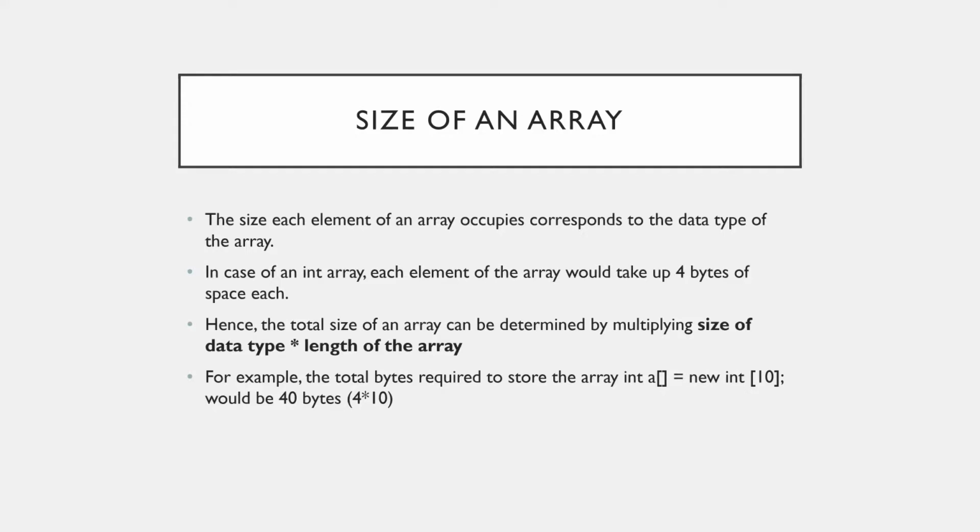If the array length was 10 of long data type, long has 8 bytes and the length being 10, so we multiply 8 into 10, that is 80 bytes. The array would take 80 bytes to store. In the example mentioned over here, int a[] equals new int[10]. The length of the array is 10, while the size of the data type int is 4. That is 4 into 10, that is 40 bytes are required to store the array.